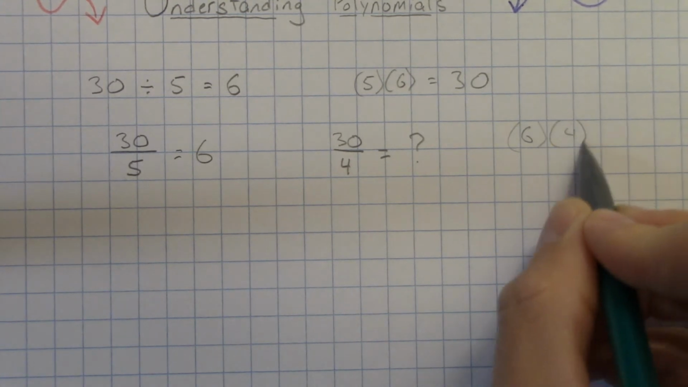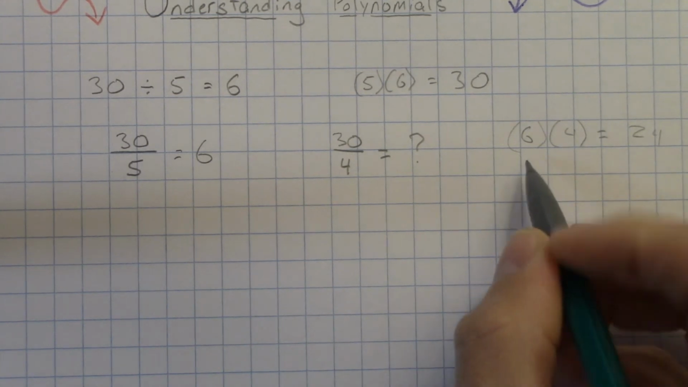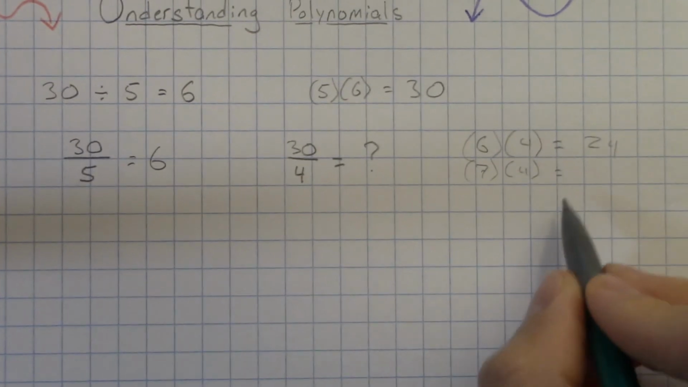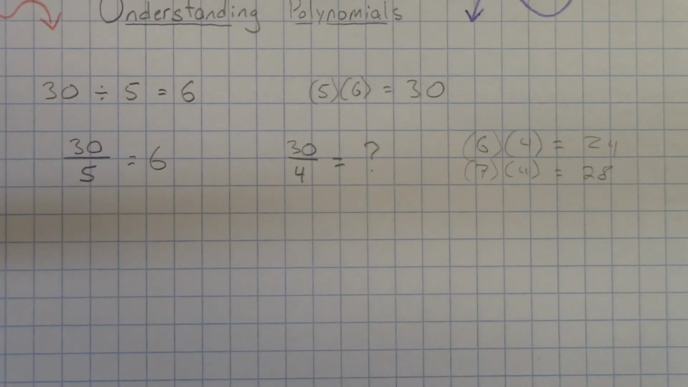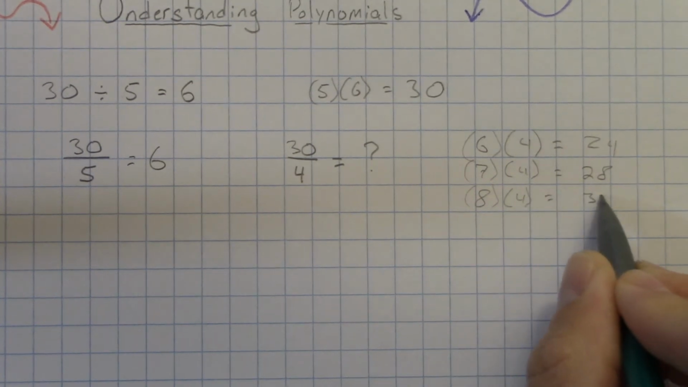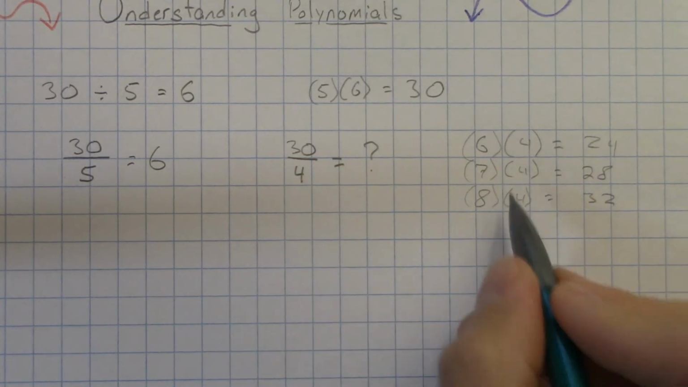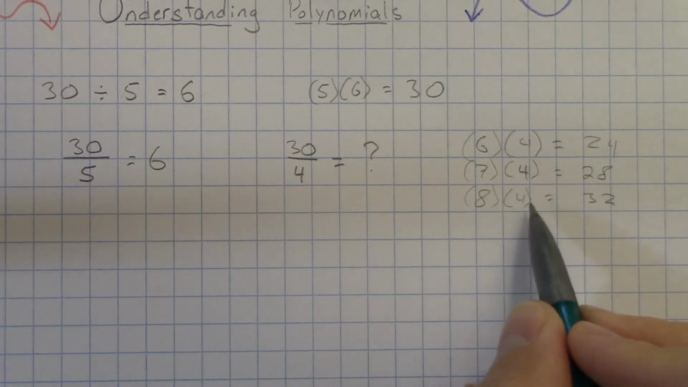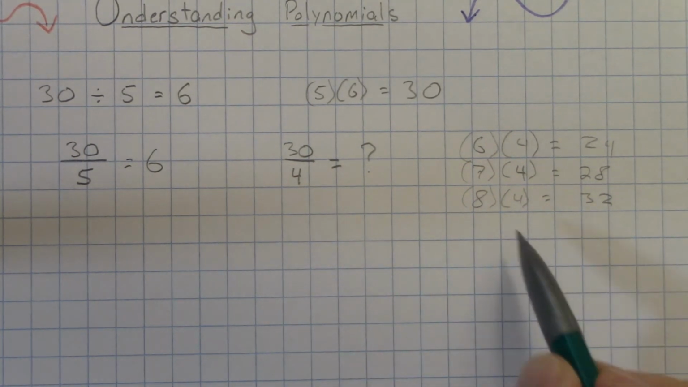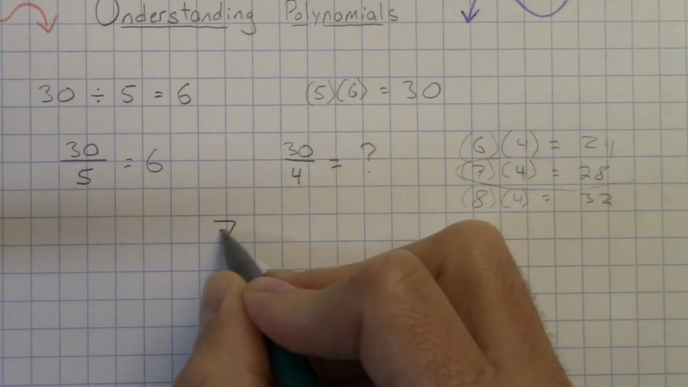6 times 4 would be 24. Well, what about 7 times 4? 7 times 4 would be 28. Okay, that's a little bit closer. And if I go 8 times 4, that's going to be 32. So if we're estimating here, somewhere between 7 and 8 would be the answer to this one, right? So how many groups of 4 can we make to get 30, essentially, is what we're asking. So this one would probably be the best one to select. So we know that it would be 7 point something.